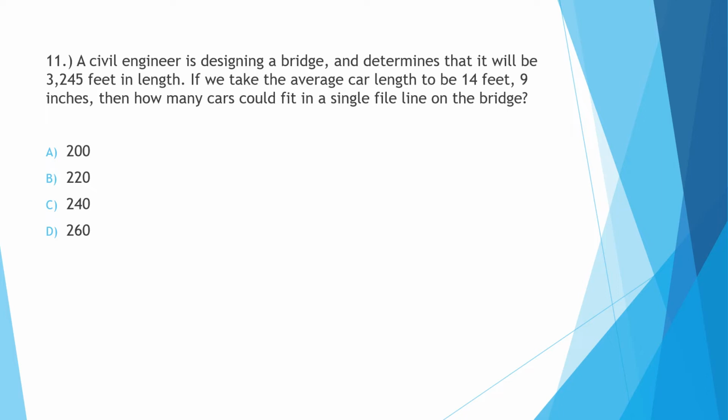So we have a measurement of a bridge that is 3,245 feet, and we have a measurement for a car that is 14 feet and 9 inches. How many could fit sounds a lot like division. How many of these cars will fit on this bridge end to end? We do seem to have a problem in that feet of the bridge will be divided by feet and inches with the car, and those are not compatible units, so we are going to need to change 14 feet 9 inches into exclusively feet.